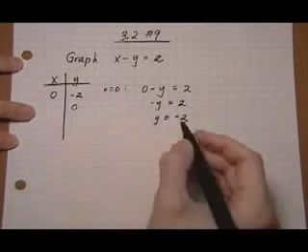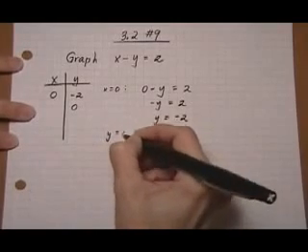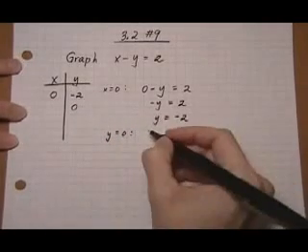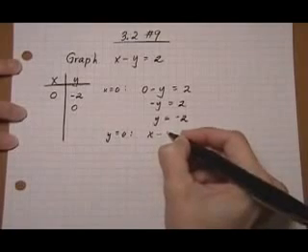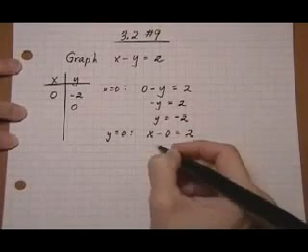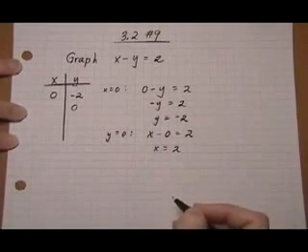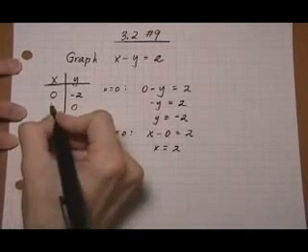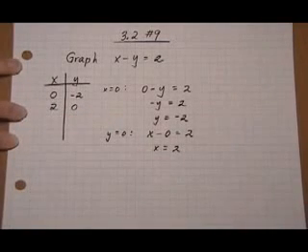Now we put in y is 0, and we're going to find the x that goes with that. If y is 0, the equation becomes x minus 0 equals 2, or x equals 2. When y is 0, x is 2. That's our second ordered pair.